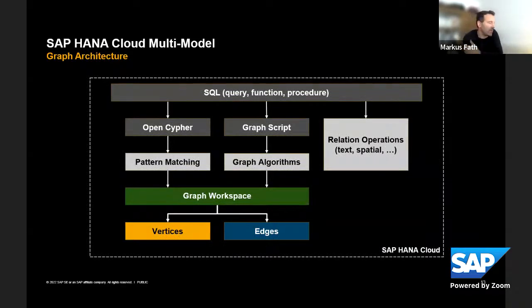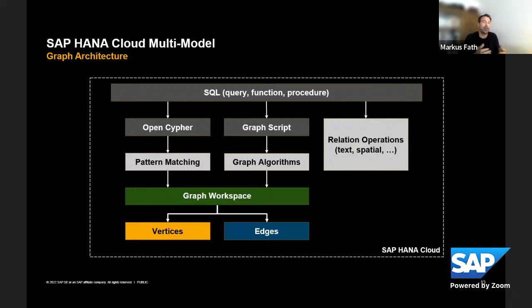Maybe the last slide before I hand over to Umang. I already mentioned that there are basically two workloads supported by SAP HANA Cloud when it comes to network processing. These workloads are pattern matching, which you usually do by writing declarative queries in the Open Cypher language. And there is the procedural, more algorithmic type of workload, for which we support the GraphScript programming model. Both relate to the metadata provided by the Graph workspace.